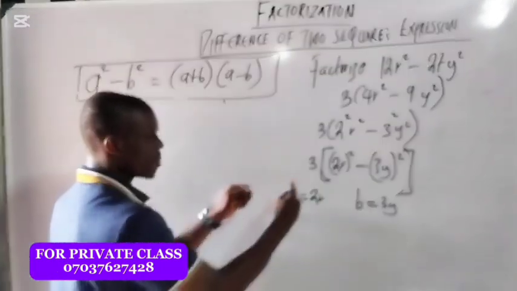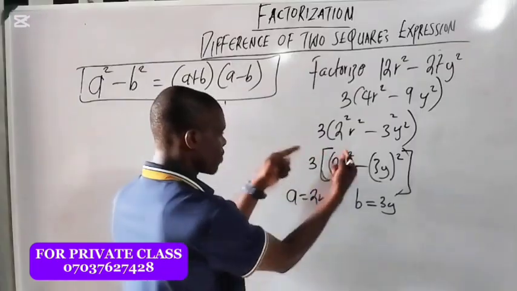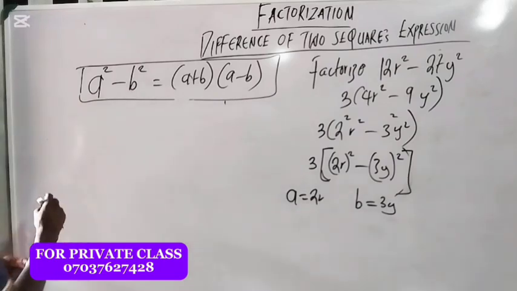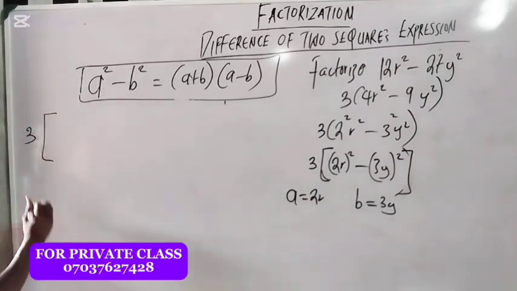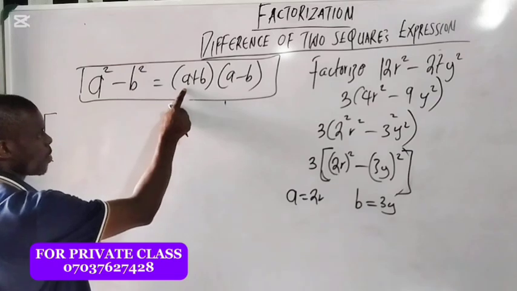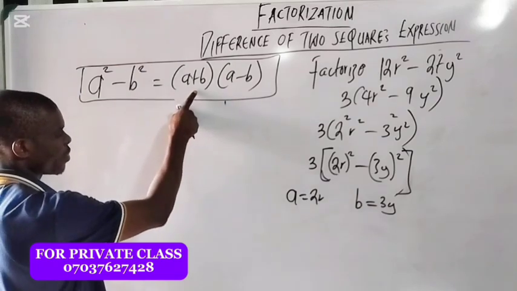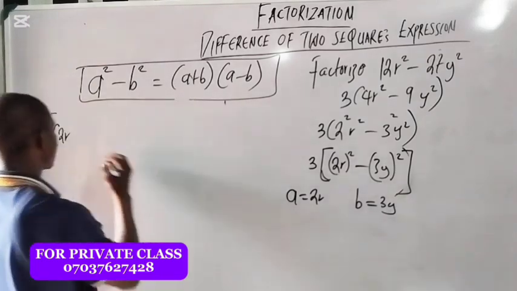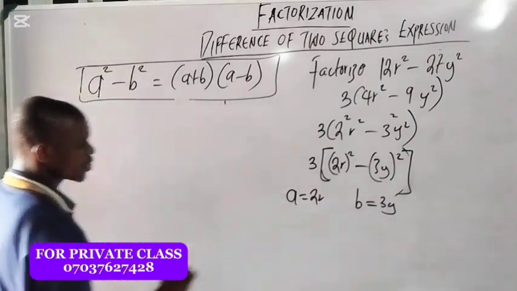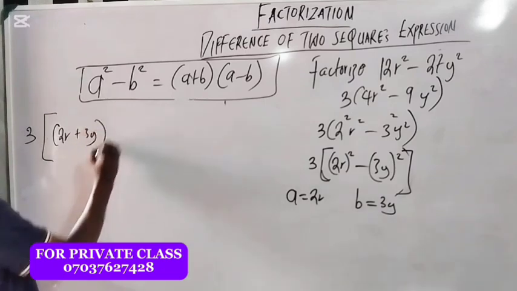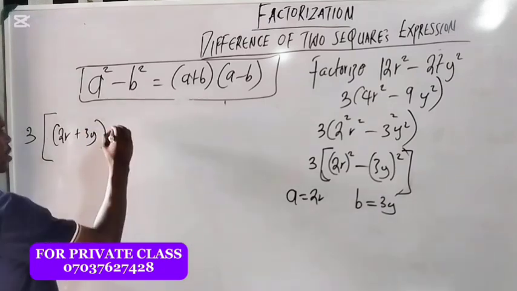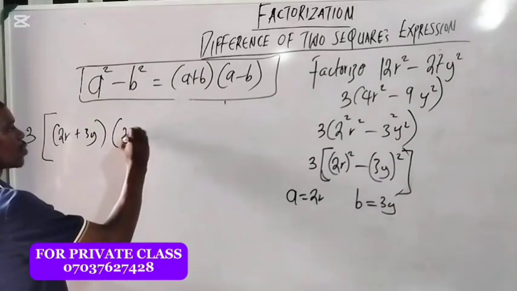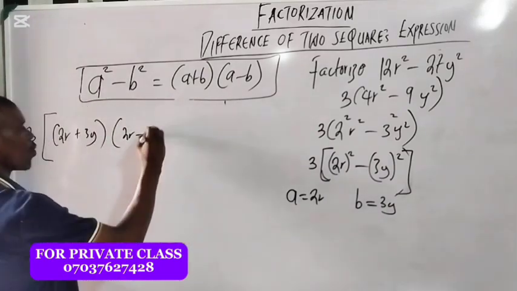So if you put it here, remember they are all enclosed in square brackets, and 3 is here, right? We should not forget about that. So let me move to this other side here. So here we have 3. Now let's take this first one here, right? a plus b. What's my a? My a is 2r. So here we have 2r plus what's my b? My b is 3y, right? Close bracket. Open your bracket again, right? a, what's my a? 2r, minus, what's my b? 3y.